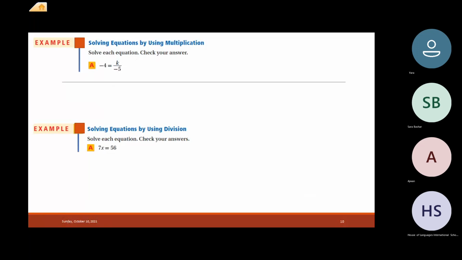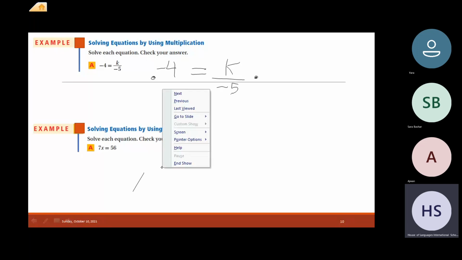Now, the third one. Look at me here. What is the variable? K. Now what happened with K? Is it multiplied or divided? Divided. What is the opposite of division? Multiplication. Now K is divided by what? Negative 5. So we say that the opposite of division is multiplication. So let's write here: negative 4 equals K over negative 5.